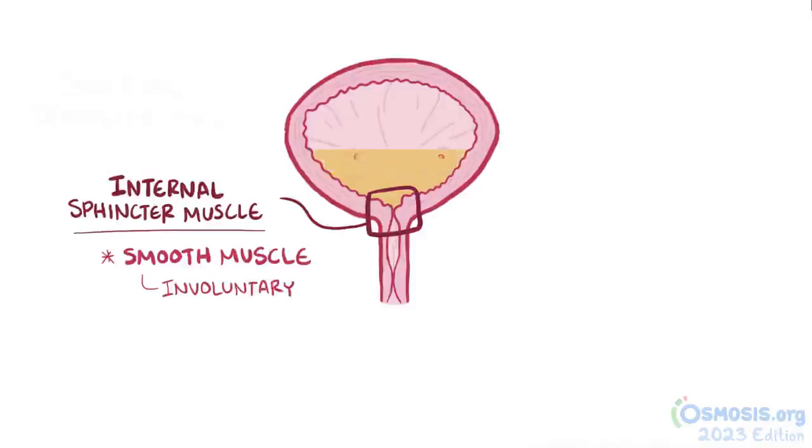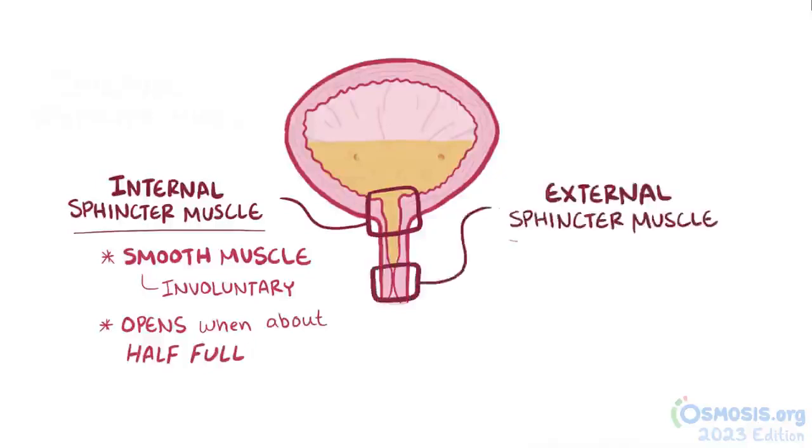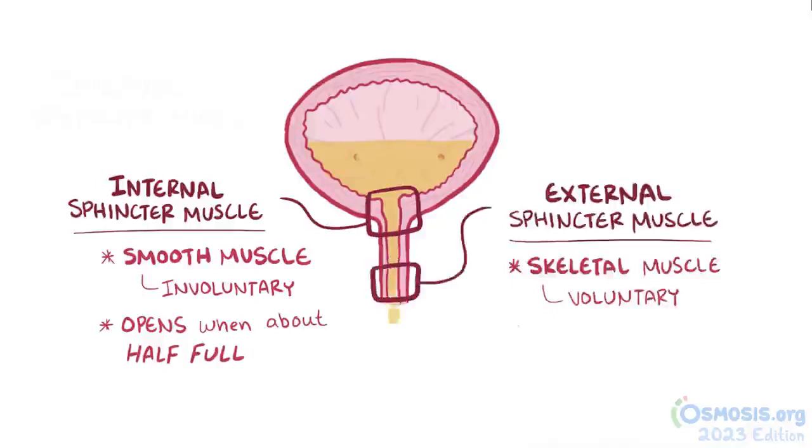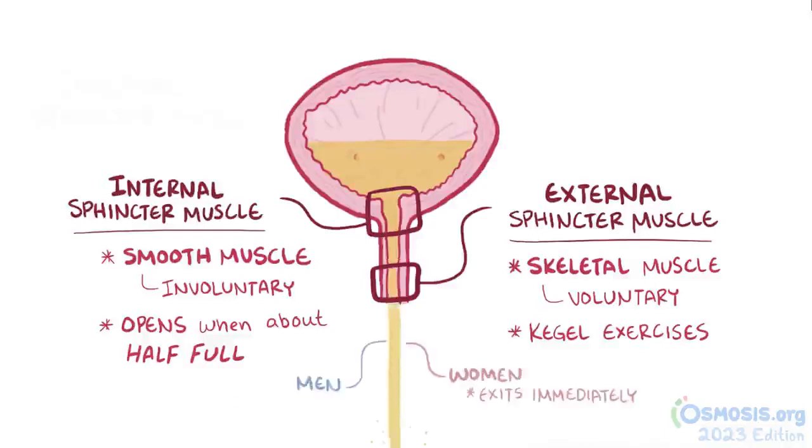Typically, that internal sphincter muscle opens up when the bladder is about half full. The second door is the external sphincter muscle, and it's made of skeletal muscles and is under voluntary control, meaning that it opens and closes when a person wants it to. This is the reason that it's possible to stop urine midstream by tightening up that muscle, which is called doing Kegel exercises. Once urine has passed through the external sphincter muscle, it exits the body. In women, the exit's immediate, and in men, the urine flows through the penis before it exits.